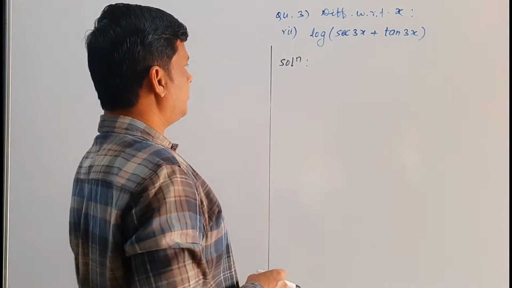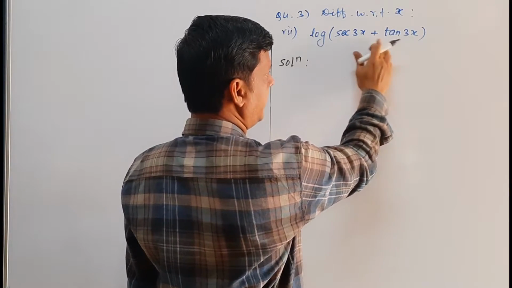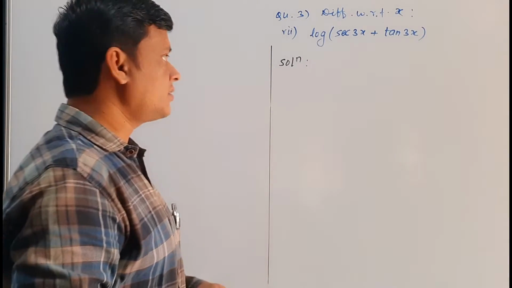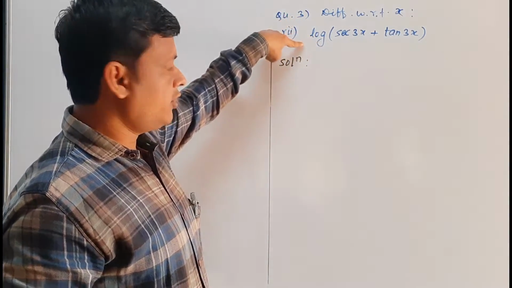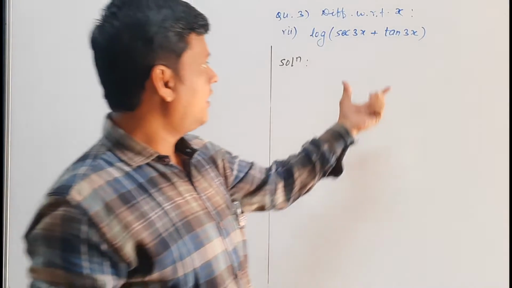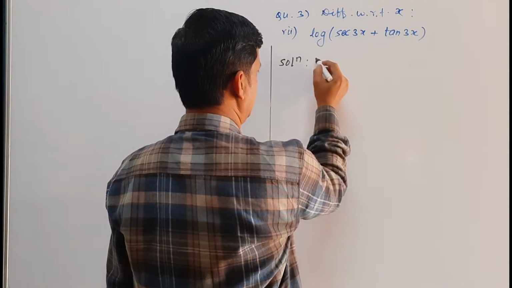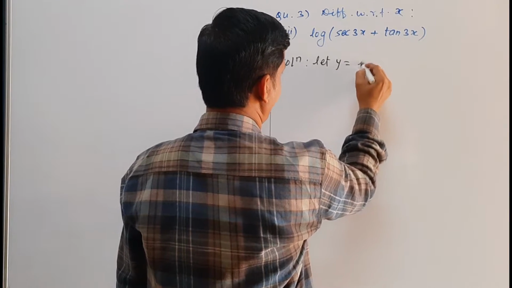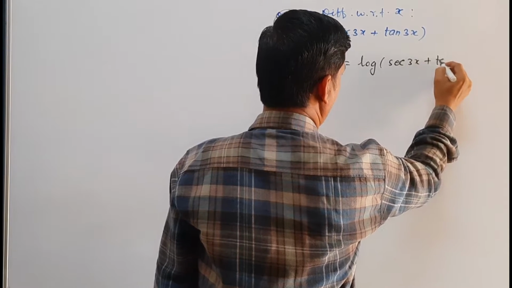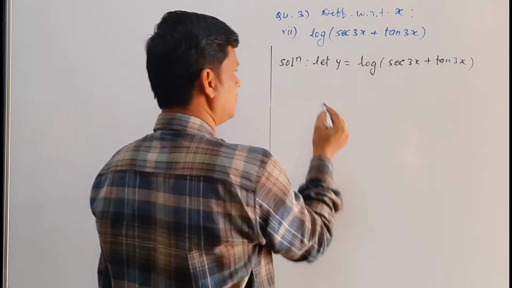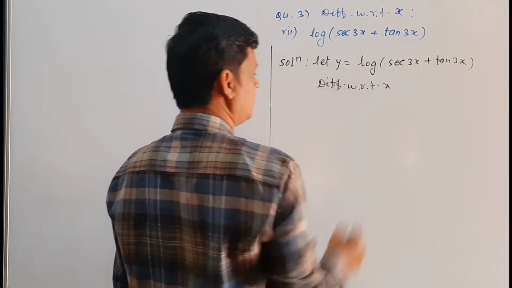Now see the next subquestion 7: log of sec 3x plus tan 3x. That means this is again a composite function, so we have to find the derivative of log. Then we have to find the derivative of this bracket. So we write the given function as y in the solution: let y is equal to log of sec 3x plus tan 3x. We write: differentiate with respect to x.